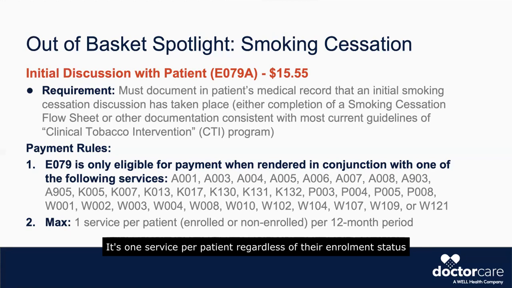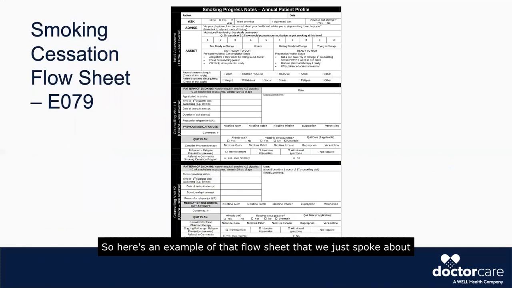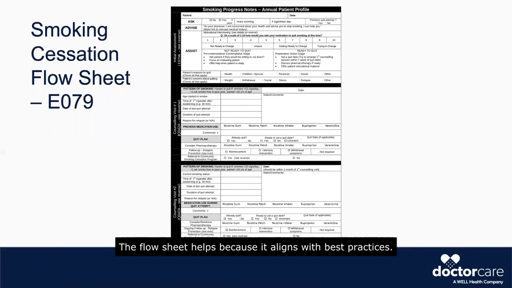It's one service per patient regardless of their enrollment status over a 12-month period. So here's an example of that flow sheet that we just spoke about that we recommend that our clients use for doctors that work with us. There's a bunch of them that people can use and that are simple and effective. The flow sheet helps because it aligns with best practices.